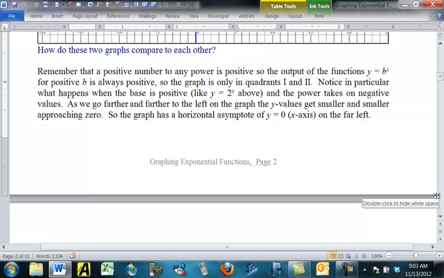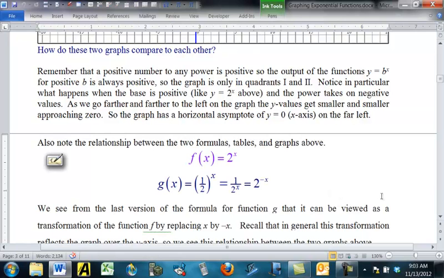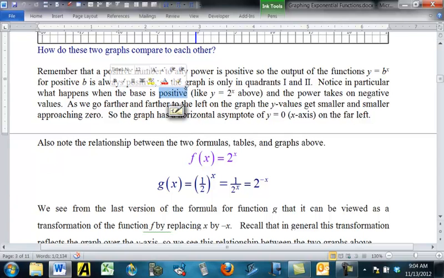So remember that a positive number to any power is positive, so the output of the function f of x or y equals b to the x for any positive base is always positive. So the graph is only in quadrants 1 and 2. Now, if the power takes on negative values, that should not say base is positive, but I should say more the base is greater than 1.